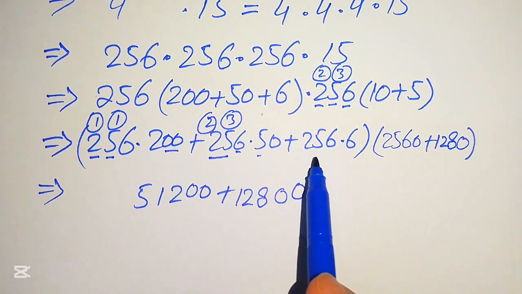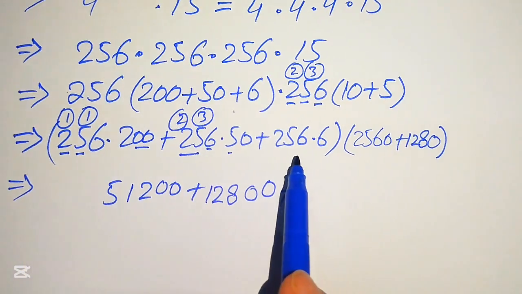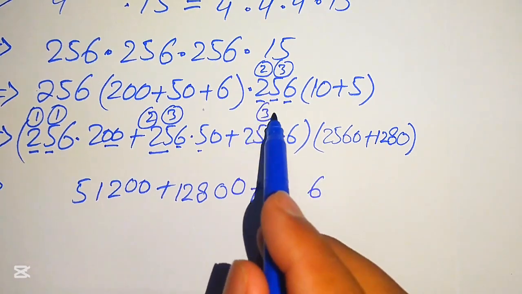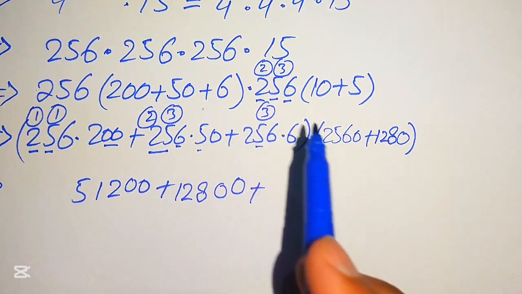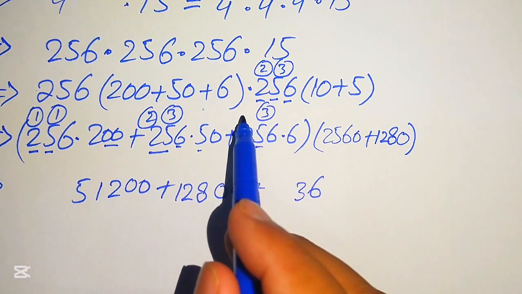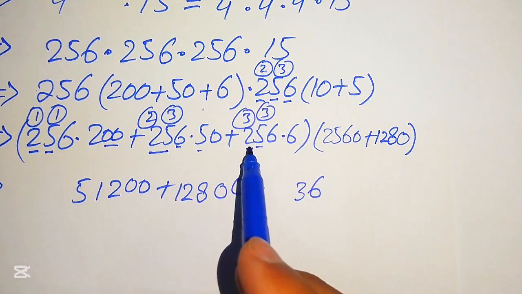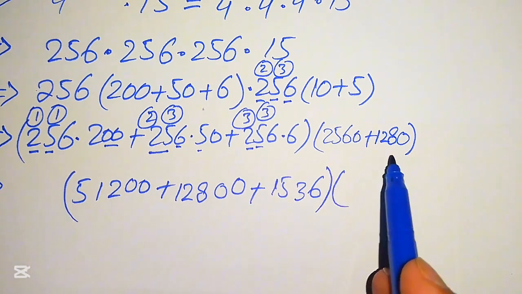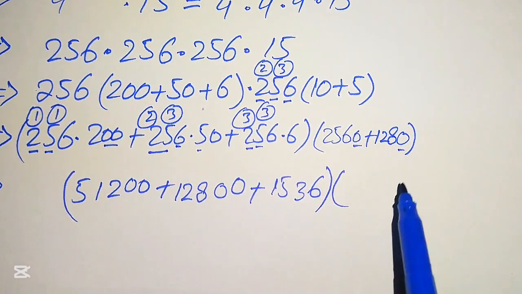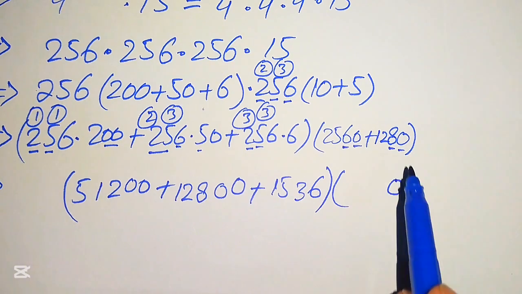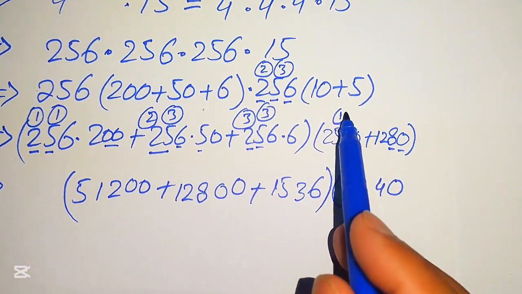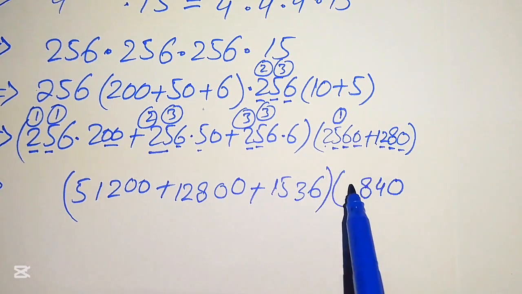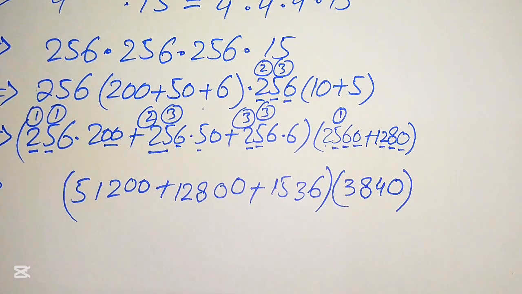And in the same pattern we multiply 256 with this 6 only. 6 6s are 36, we write 6 and carry 3. 6 5s are 30, 30 plus 3 becomes 33, we write 3 and carry 3. 6 2s are 12, 12 plus 3 becomes 15 only. And here we need to sum up these two values. 0 plus 0 becomes 0, 6 plus 8 becomes 14. We write 4 and carry 1. 5 plus 2 is 7, 7 plus 1 is 8, and 2 plus 1 becomes 3 only.